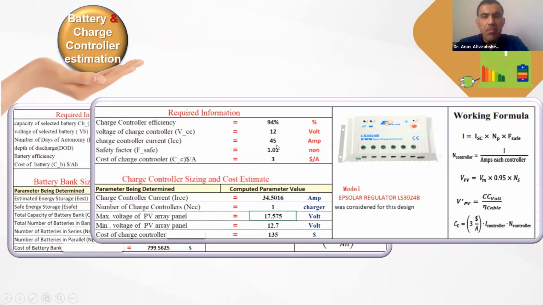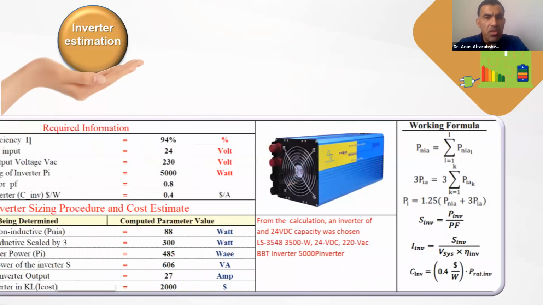So this is how we choose the charge controller. The voltage should be compatible with the system voltage, and the current should be greater than the current generated by the PV modules. Okay, so we are done with the charge controller.